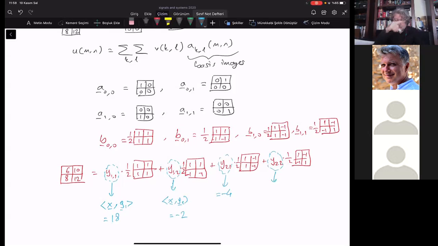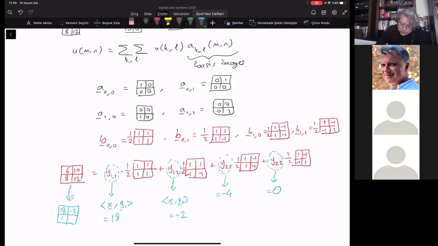And for this one, we add the diagonals and we subtract from the off diagonals. 6 plus 12 is 18. 8 plus 10 is also 18. This is 0. So instead of 6, 10, 8, 12, now my new image, after this transformation, is 18, minus 2, 4, and 0. This is the transformed image with the new basis images.